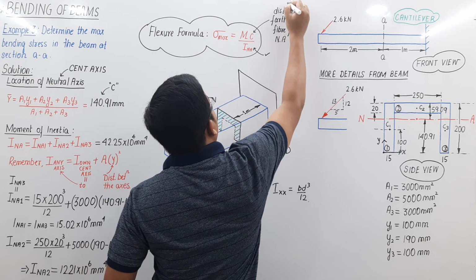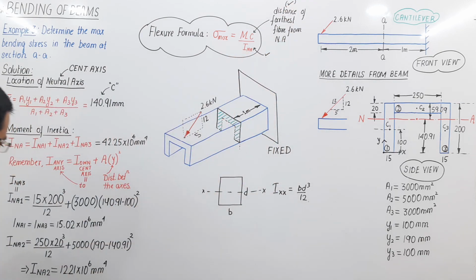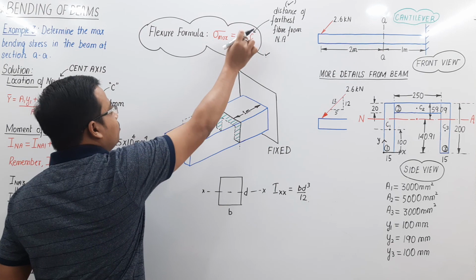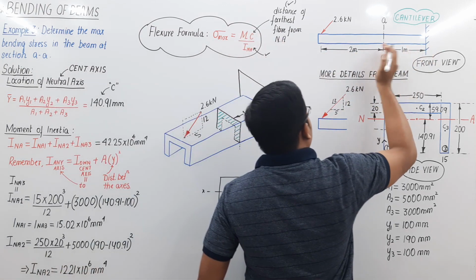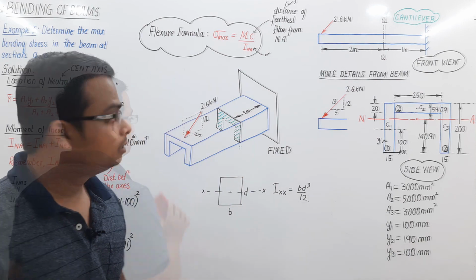Let me mark a tick. This also has been conquered, that is 140.91. This is 42.25 into 10 raised to 6. What now needs to be done is that we want the bending moment at a distance of 1 meter from the fixed end. How to calculate that?